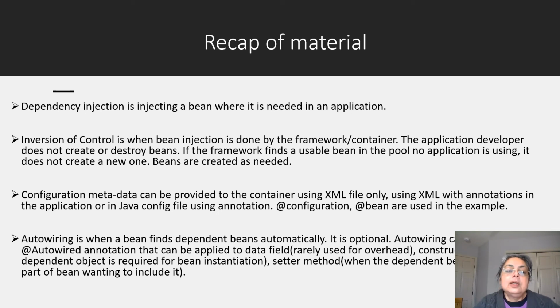So autowiring can be done in three places. Either you can autowire an attribute without any constructor or anything getting involved into it. It works, but it's more resource intensive, so it's rarely done. You can also autowire the constructor of a class, just like in the kitchen class.